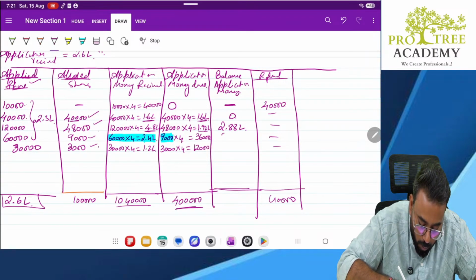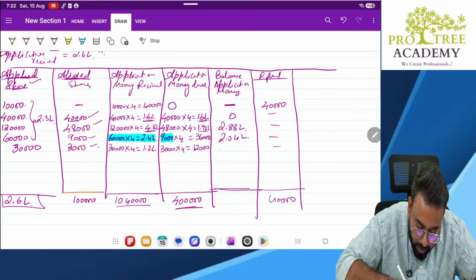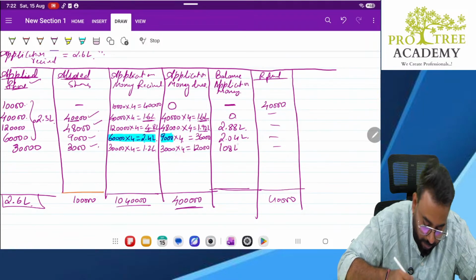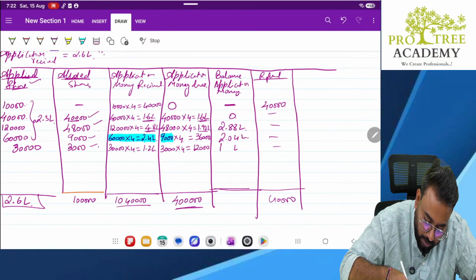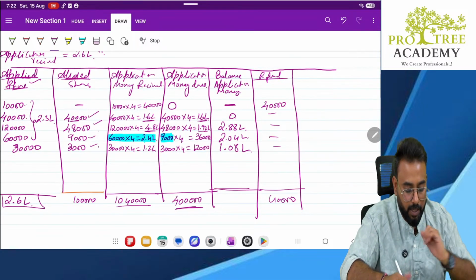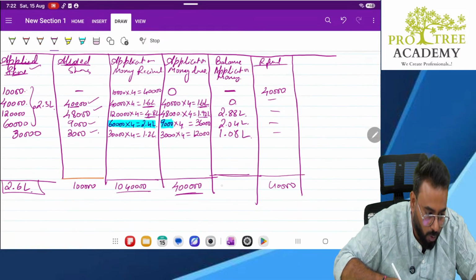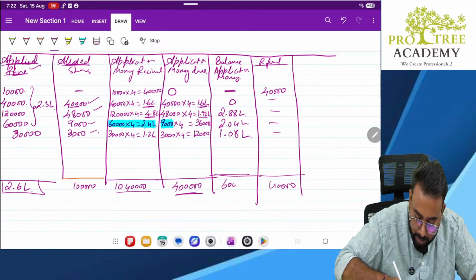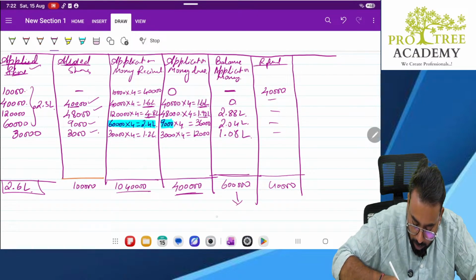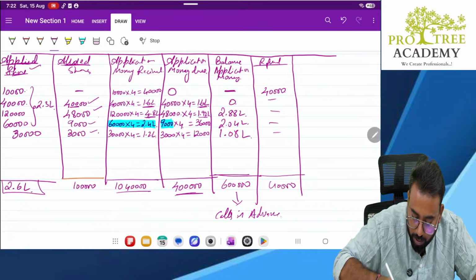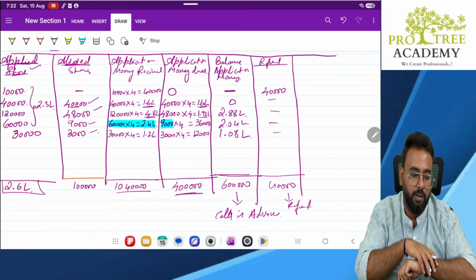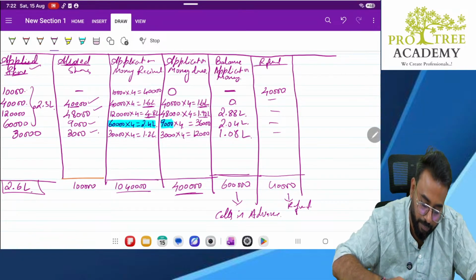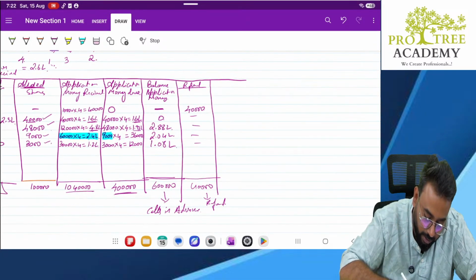Here, 2.04 lakhs. Here 1 lakh, 1.08 lakhs. Clear? This total will be 6 lakh. This is nothing but our calls in advance. This is calls in advance, and this is refund. Clear? Okay? The table is not done yet. We need to continue.